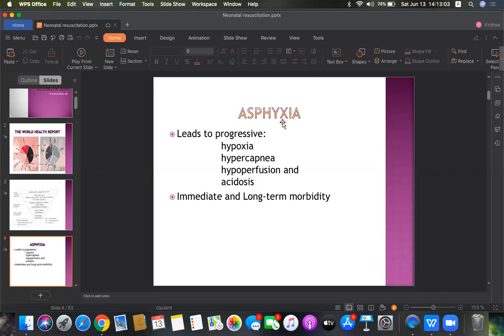If asphyxia is not managed in time, it leads to immediate and long-term morbidity. The immediate morbidity can be seizure, a very intractable type of seizure that may arise within 24 hours and is very difficult to control. And long-term morbidity is developmental delay, cerebral palsy, and mental retardation. These are very serious problems.